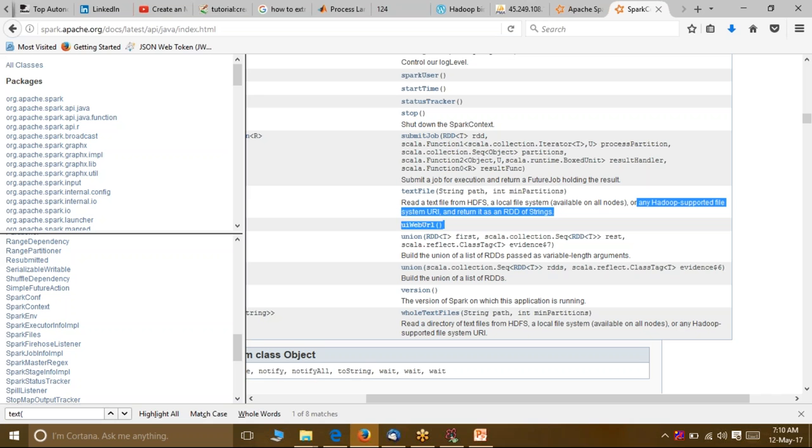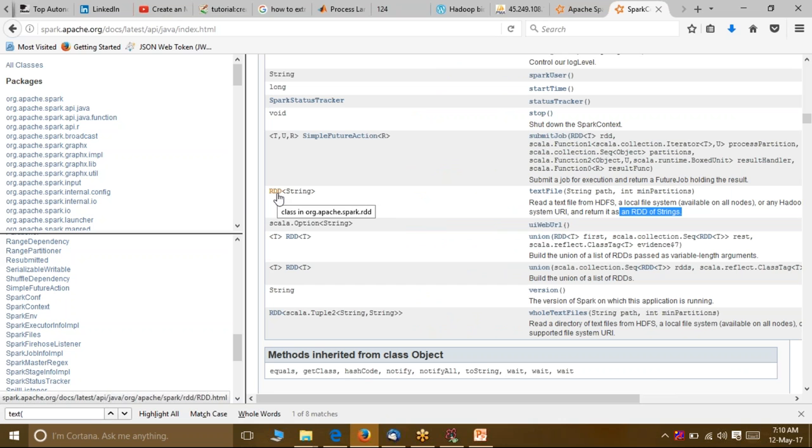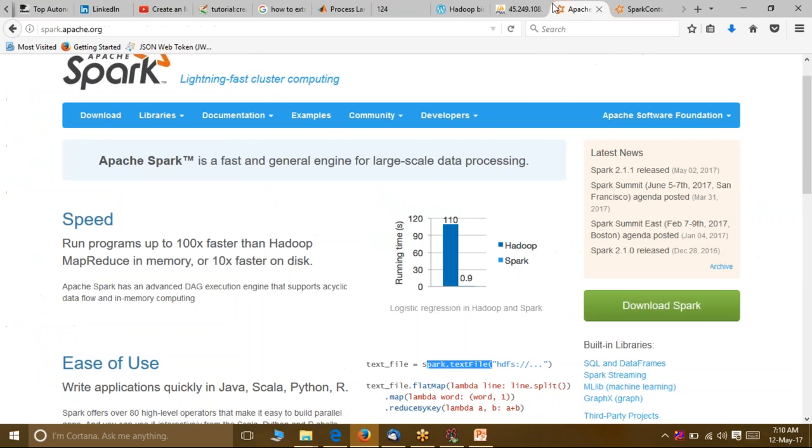So you see, for most methods what you are seeing here, the return type is going to be an RDD, that is called resilient distributed dataset. We will talk about it, don't worry, don't break your head now. So how you are able to read the data from a text file from different sources, we have the provision to read the data, that is what it says here.